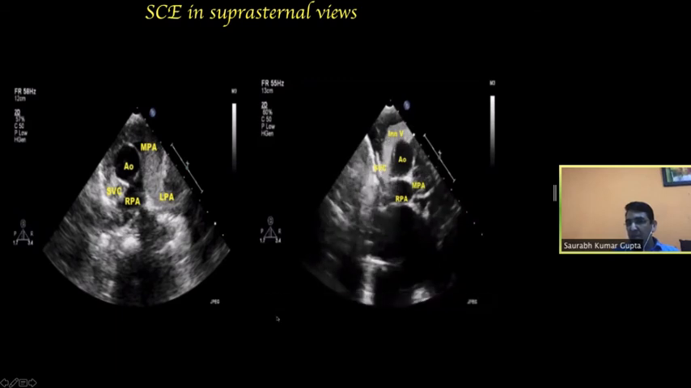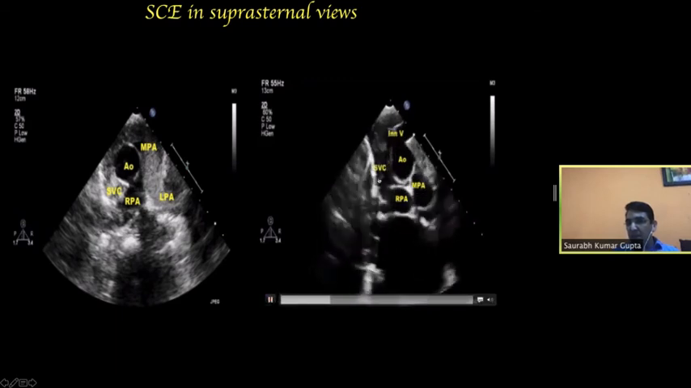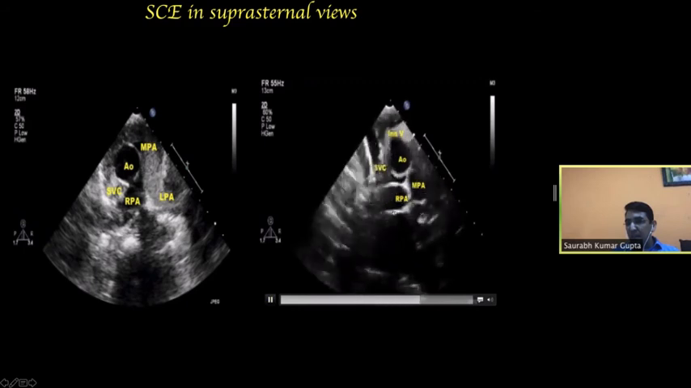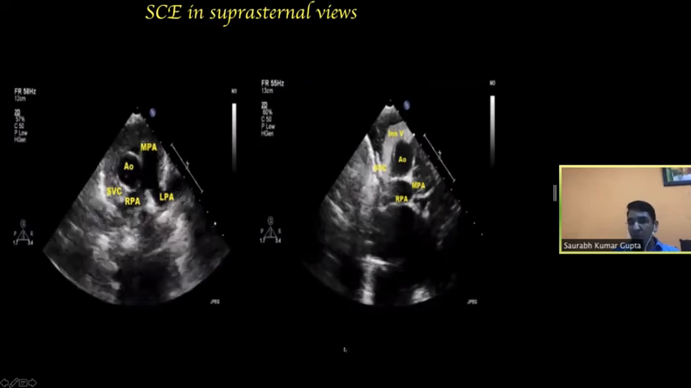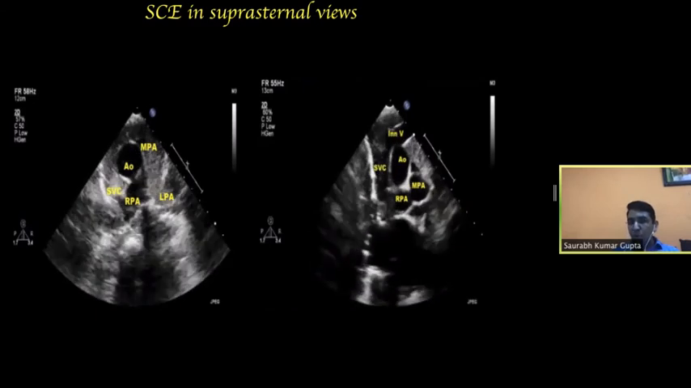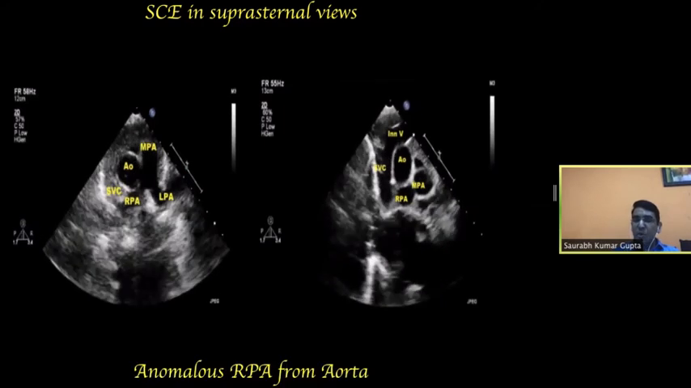Intense contrast in SVC fills the SVC, RA, RV, and then it fills the MPA. But then it doesn't reach RPA. So what is the problem? So this case actually had anomalous RPA from aorta.